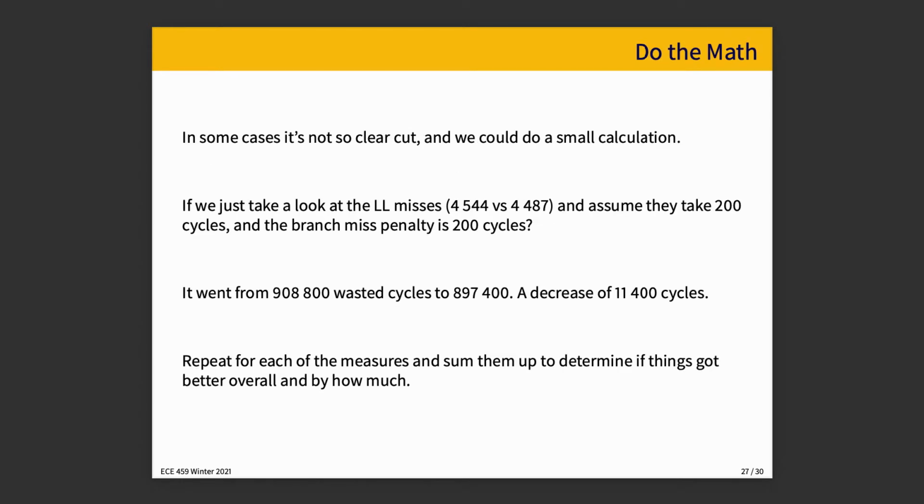If it's not as clear-cut, you can easily do a calculation. If you just look at last-level cache misses, on one side it's 4,544 and on the other side it's 4,487, and just assume it takes 200 cycles, the same as the branch miss penalty, or whatever you want to use for your calculation. It should probably say 20 cycles for the branch miss penalty. But if we're just looking at the last-level misses, it's from 908,800 to 897,400, a decrease of 11,400 cycles. It's not a huge amount, but hey, it's free money, as the saying goes.